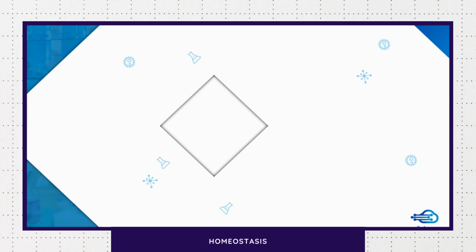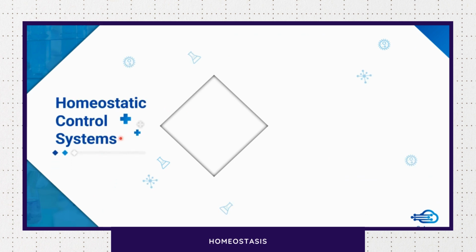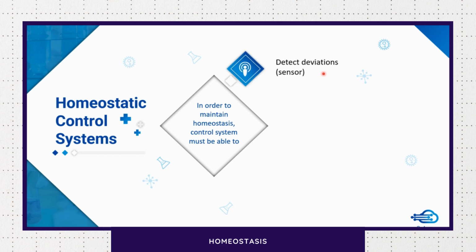So let us see now what are the requirements of a homeostatic control system. Any homeostatic control system must be able to detect any change in variables which is occurring in the internal environment of the body. So for detecting these changes, it should have a sensor. It should sense the changes which are occurring in various parameters.